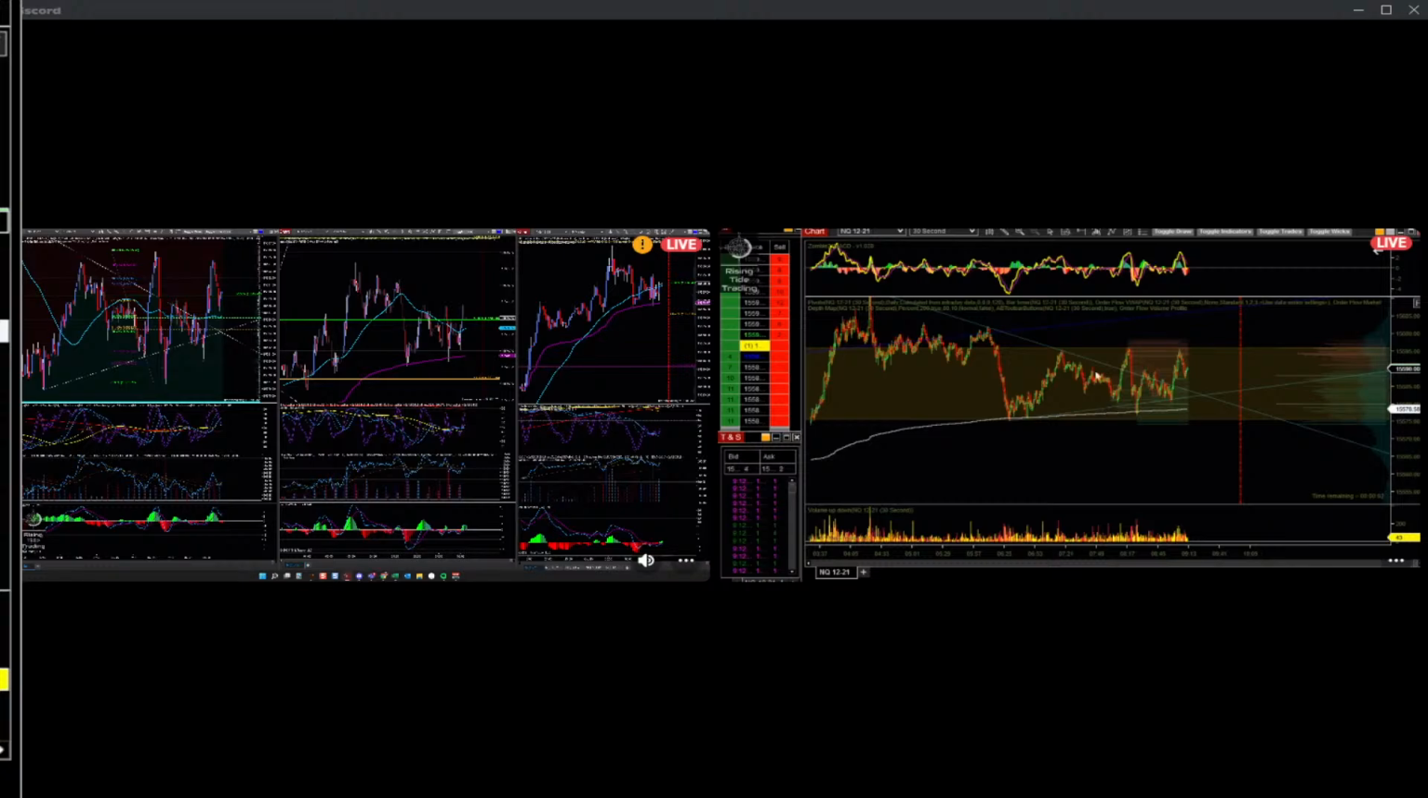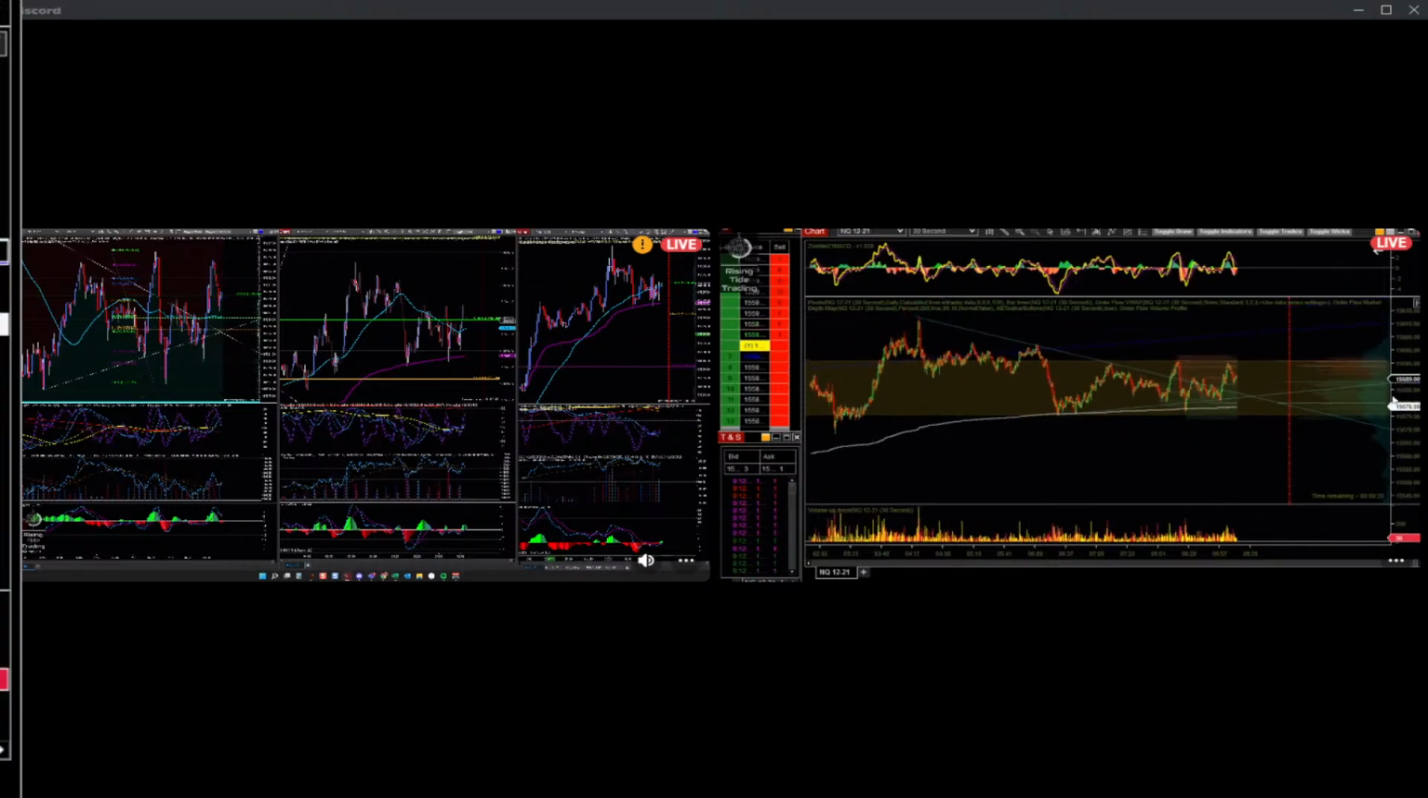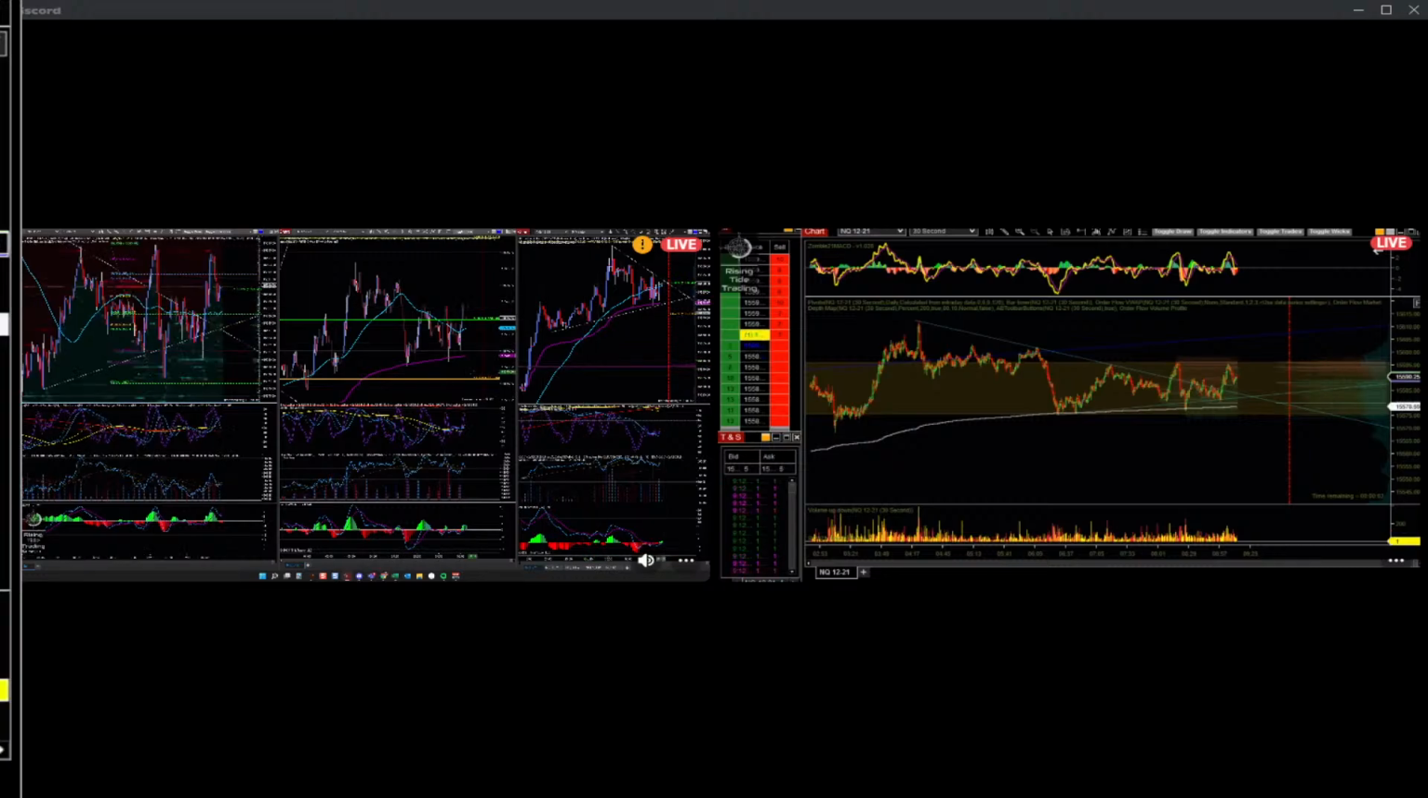This is not a triangle, this is more like a channel, as I post here. I was just looking at my 9 minute. I'll draw it out here. This is what I'm looking at as a triangle on the right chart. But either way, we're kind of at the end of it.